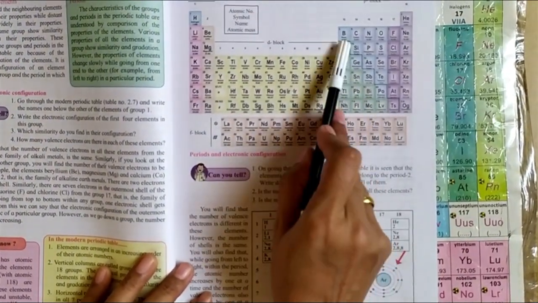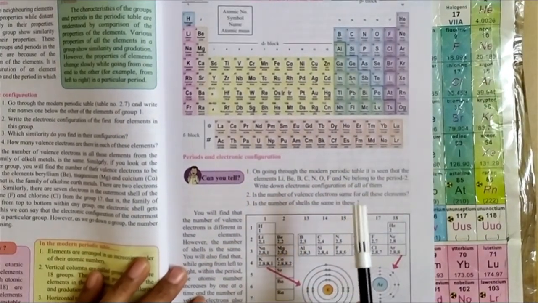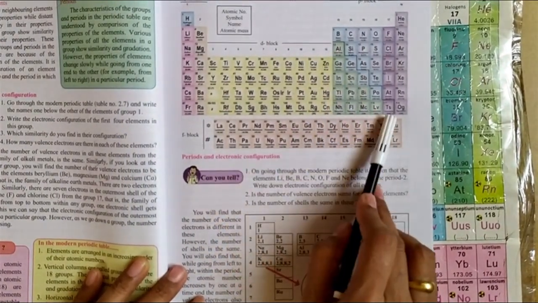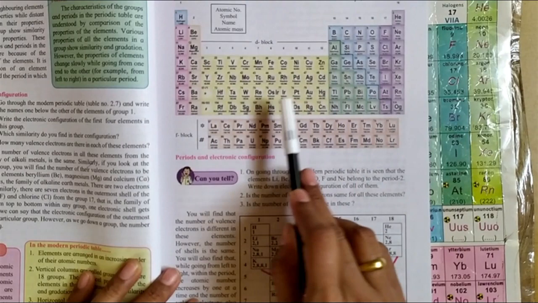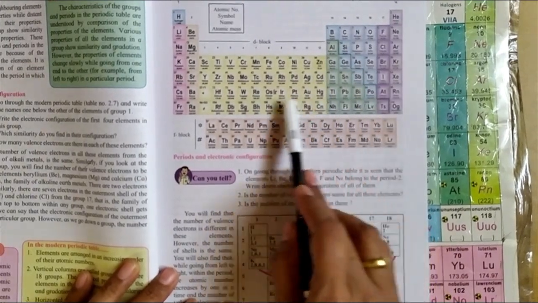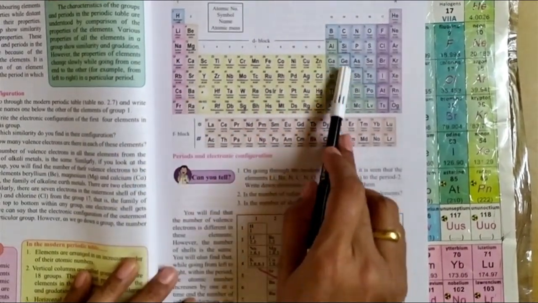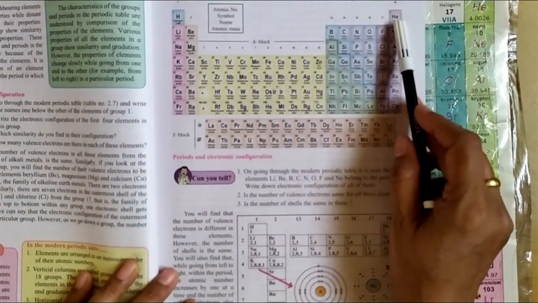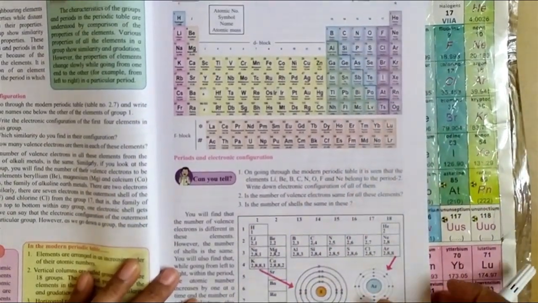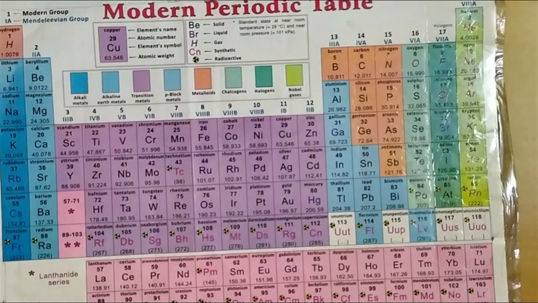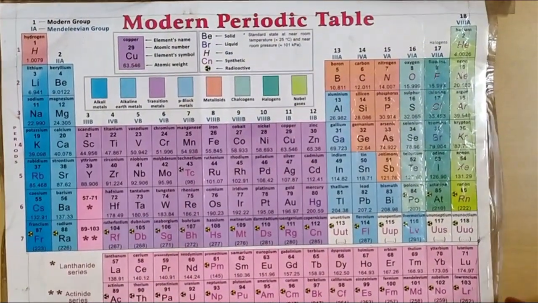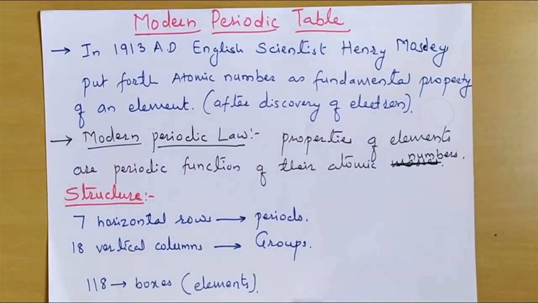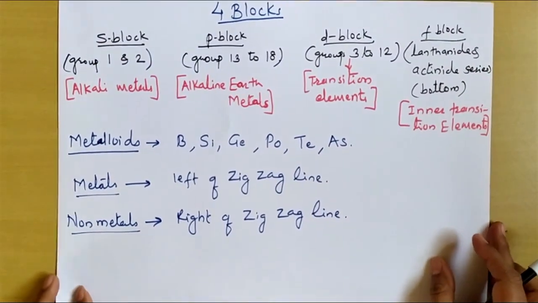Okay, this zigzag line has 6 metalloids. These 6 metalloids separate metals and non-metals. On the left side, all these are metals, and on the right side, all are non-metals. Okay. Now let us see some more information related to the periodic table.